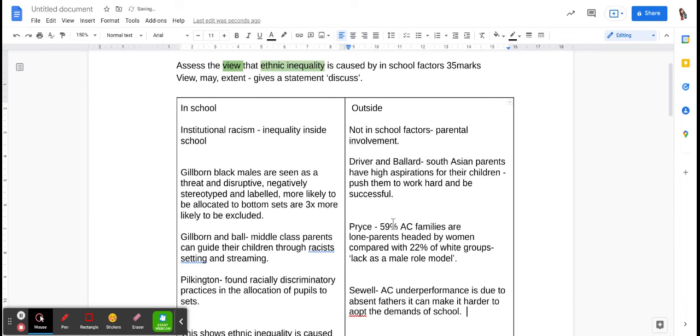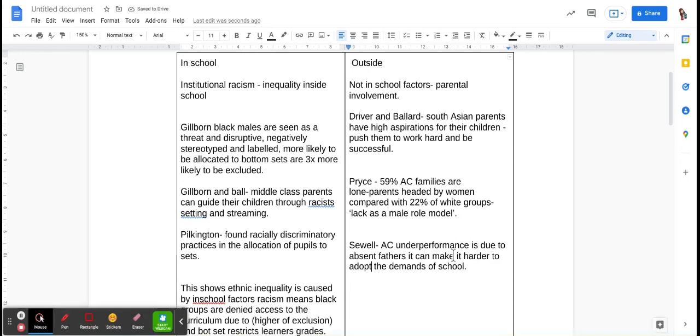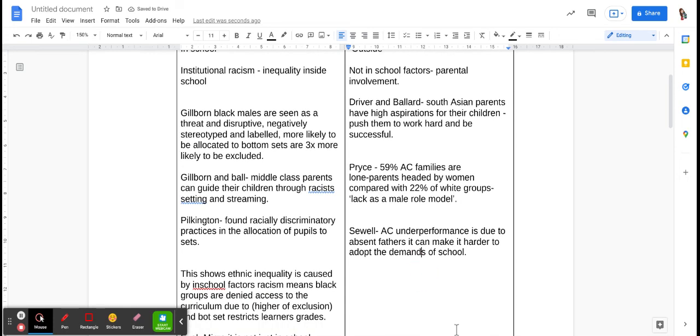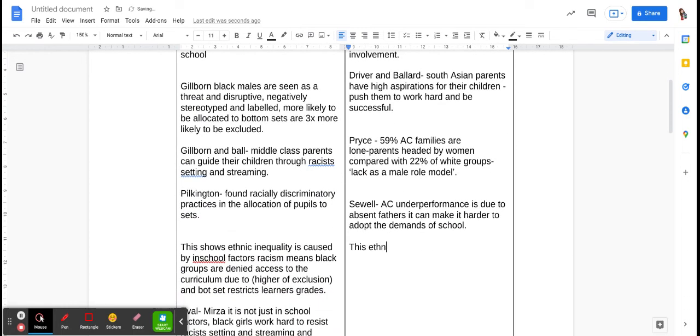So I've got Driver and Ballard, Bryce, Sewell. Afro-Caribbean underperformance is due to absent fathers. It can make it harder to adopt the demands of school. Again, they're all in the same section of the grid. This shows ethnic inequality is not caused by in-school factors, but due to parents' level of involvement.